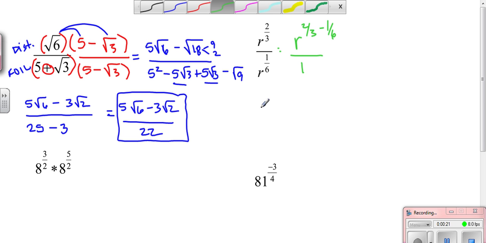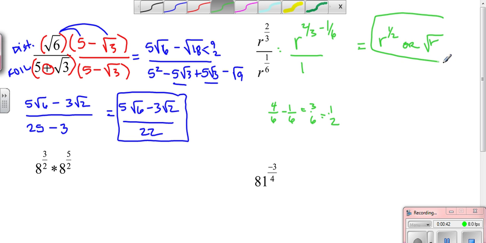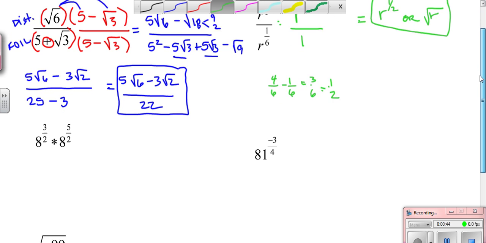Now, I can't subtract fractions unless I have a common denominator, so I'm just going to do a little common denominator work. So that's 3/6, which is 1/2. And so this is really r to the 1/2 power, which would be an acceptable answer, or you could have r square root of r. Those both would be acceptable answers.